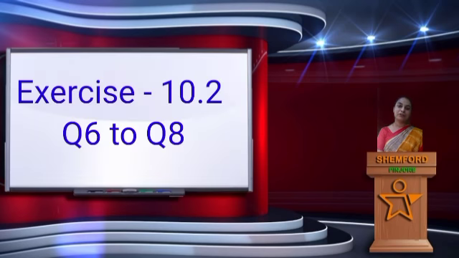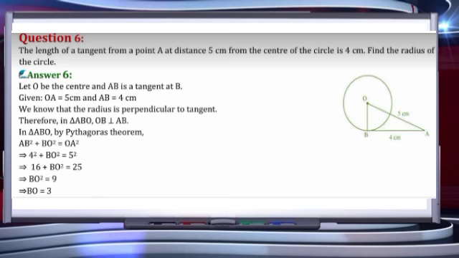Students, today we are starting with question number 6 of exercise 10.2. Your question number 6 is: the length of the tangent from a point A at a distance of 5 cm from the center of the circle is 4 cm. Find the radius of the circle. So let us first draw the figure for the same.